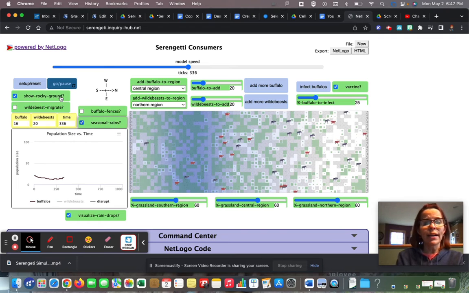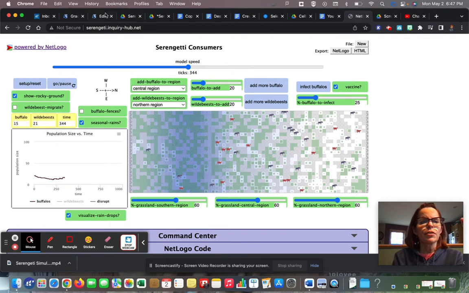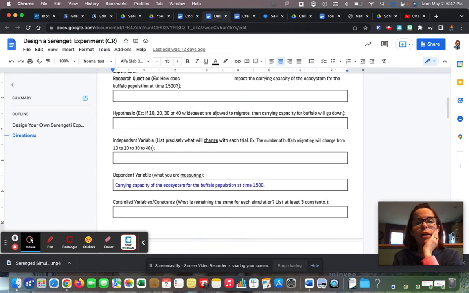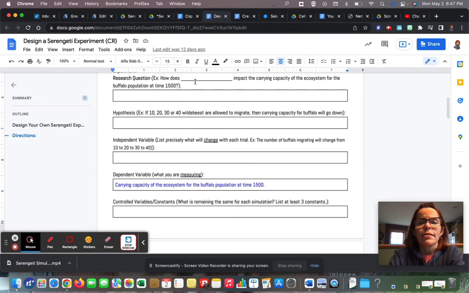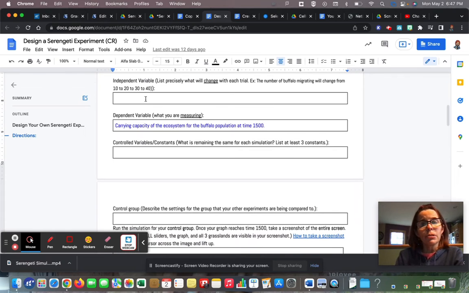Now let's see how you actually design the experiment. So let's go back to, where was it? Design a Serengeti experiment. There we go. Okay, so maybe our experiment is, how does changing percent grassland, all of them, impact the carrying capacity of the ecosystem. Okay, so that's my experiment. Now you need to have a hypothesis. What do you think is going to happen if you change the grassland, if you make there more grass or less grass? Independent variable, that's exactly what you're changing.